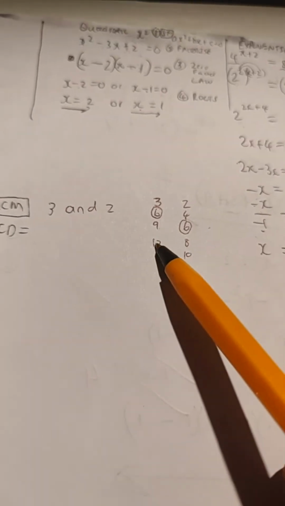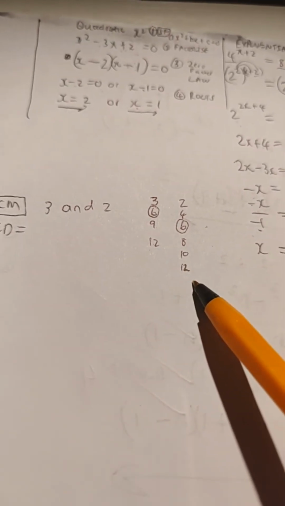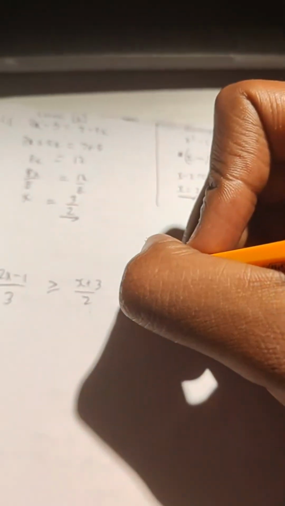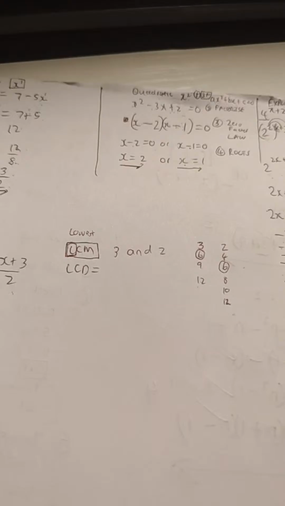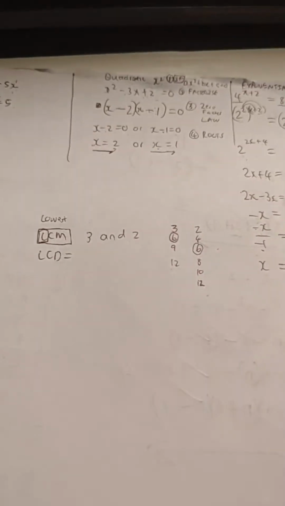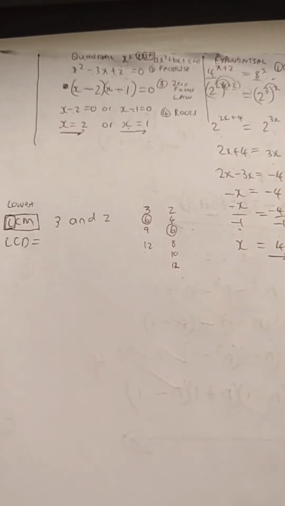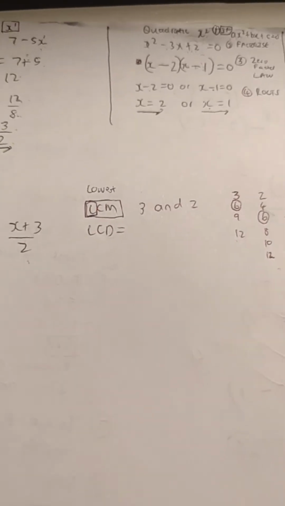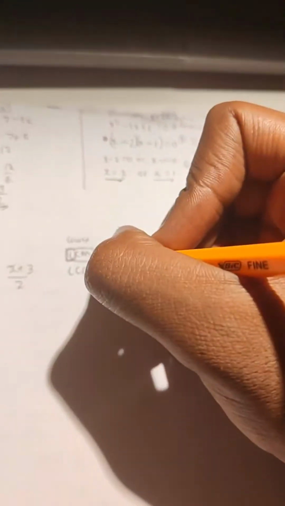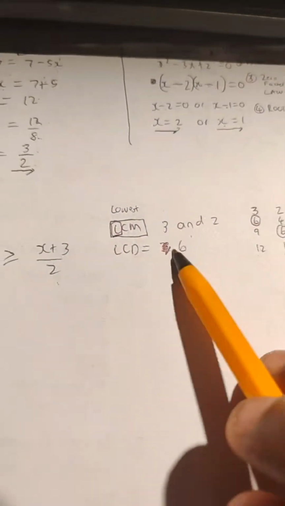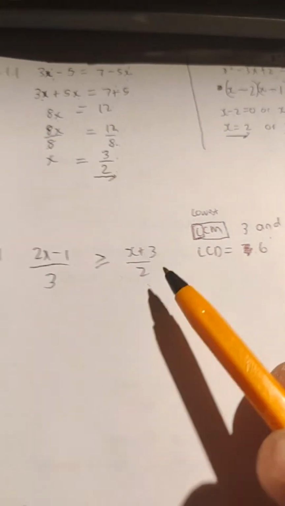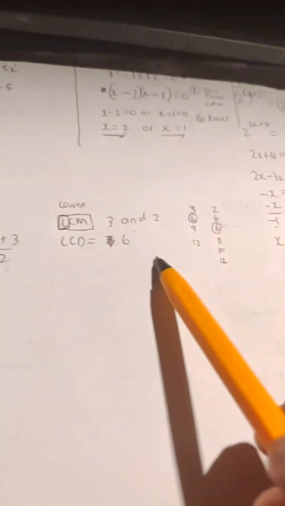Yes, there are other common multiples like 12. But when we want the LCM, we want the lowest one, not the highest one, or the middle highest one, or the middle lowest one. We want the lowest, the lowest of the lowest. So basically, that means our LCM of 3 and 2 is 6. Sorry, why did I write 2 now? It is 6. Therefore, yes, we know that we are going to say that the LCD is 6.